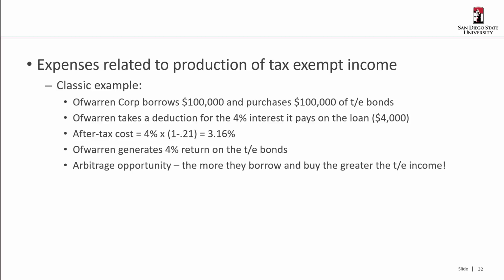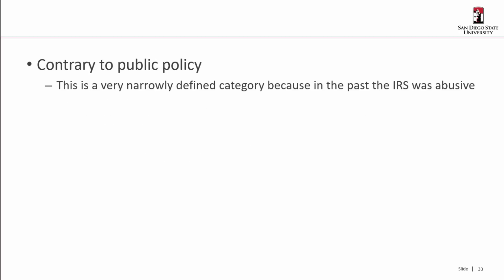So this creates an arbitrage opportunity. Obviously, the more Offworn would borrow and buy, the greater income they would generate. So there's just no way to lose here unless the bonds went under on you. So as a result, the tax law does not permit the deduction of expenses related to the production of tax-exempt income. So as a result, that interest expense would not be deductible by Offworn Corporation.